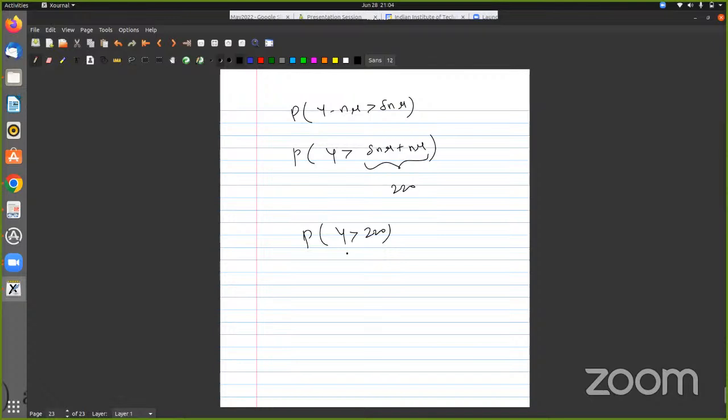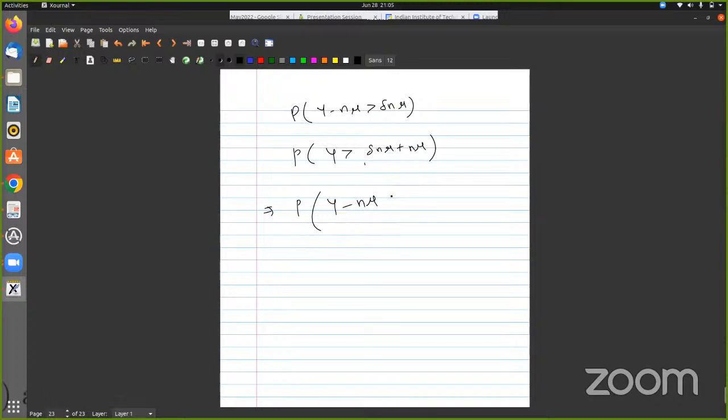How are you going to find it? Similarly, if I convert it into this format, y is greater than something, all of these are constants: delta n mu plus n mu. So how are we going to find the probability that y is greater than delta n mu plus n mu? Next step, you have to subtract the mean, the expected value of y, so it is n mu.